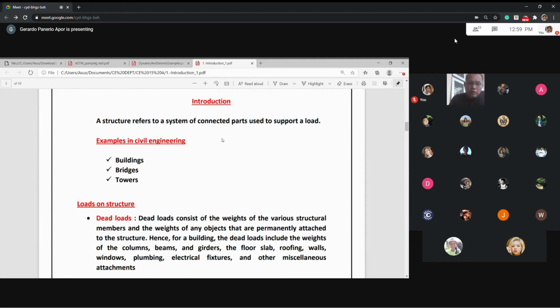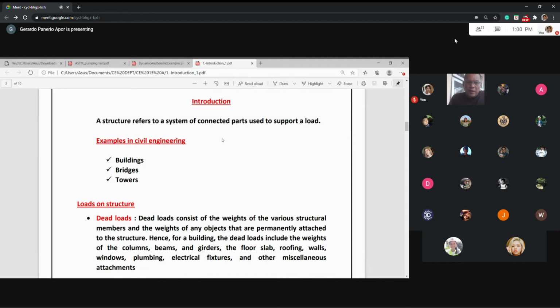So you have to determine the volume of the total material used in a building. That's very tedious to do. Imagine how many columns there are, how many beams, how many slabs. It will really take time to do that. But you have to do that because that's where your grade is anchored. If you cannot do something like that, you cannot pass.